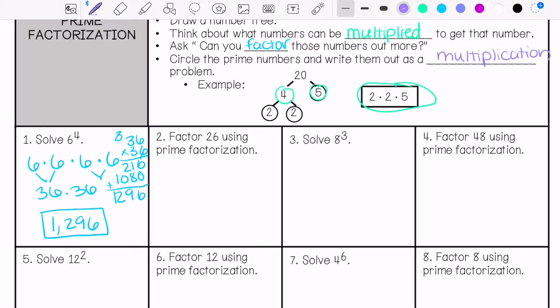Next one, factor 26 using prime factorization. I know that 13 times 2 is 26. These are both prime numbers. So it would be 13 times 2.